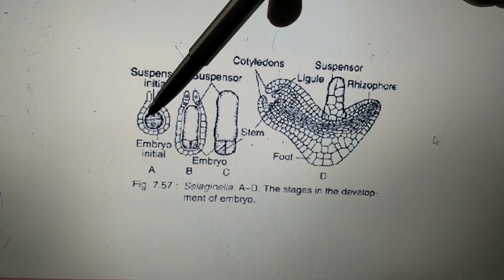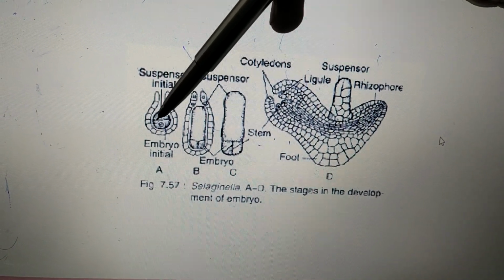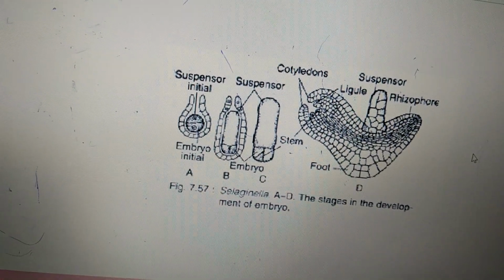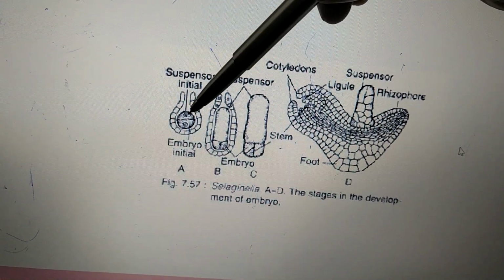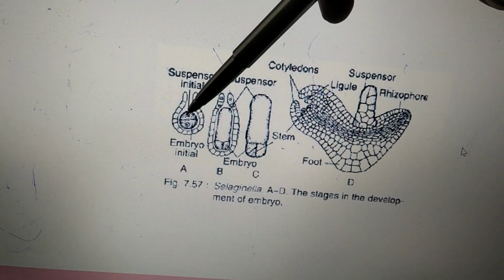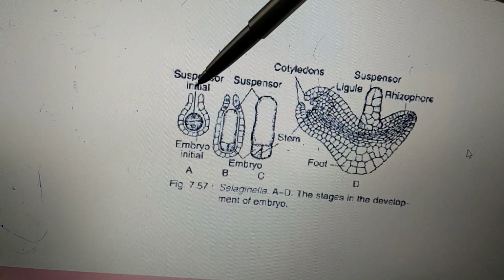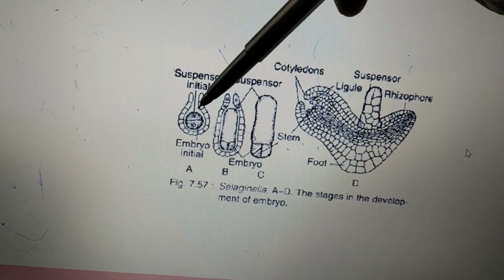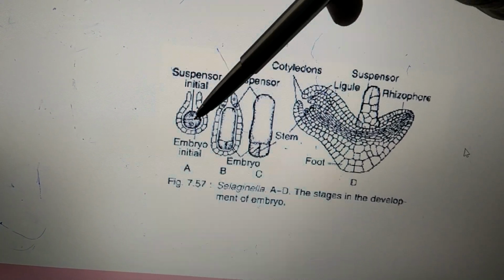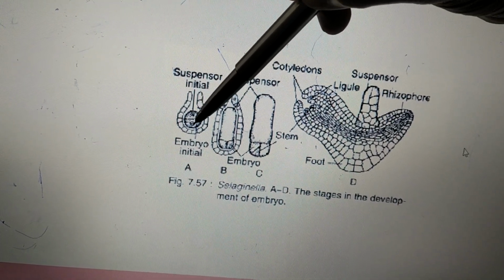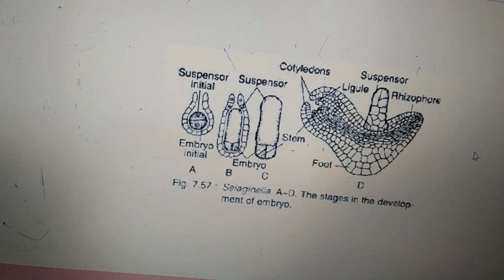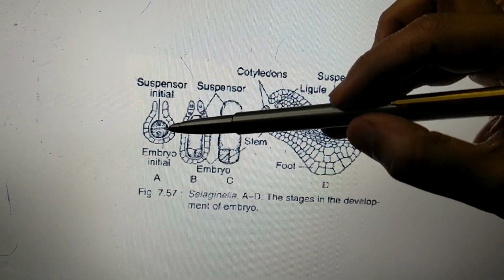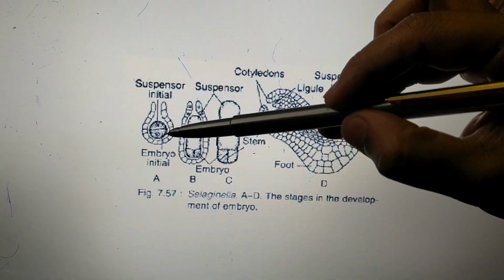the zygote divides first by a transverse division, leading to the formation of two cells. The upper one is epibasal, the lower one is hypobasal. This epibasal cell is going to form a suspensor initial, whereas the hypobasal cell is going to form an embryo initial. In the sense, the entire embryo is going to form from this hypobasal cell.